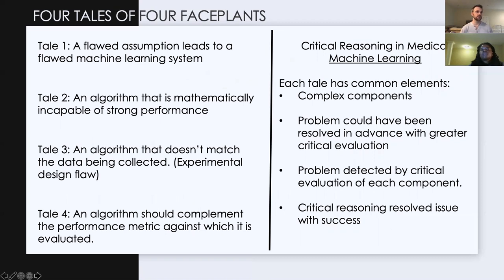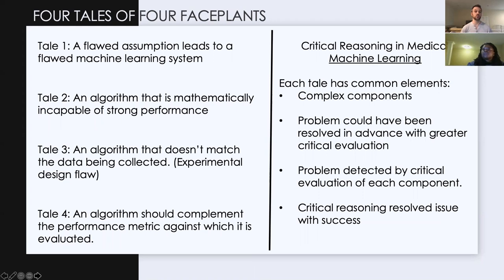So the question is, what does this actually have to do with the philosophy of data science? What does this have to do with critical reasoning? The idea behind each of these is that they are actually linked by critical reasoning, where they're linked by the following elements. First of all, each of these stories involved a machine learning system with multiple complex components. So these aren't the Sam Tarleys of the machine learning world where they only had one task. There's a lot going on here, and there are a lot of things that need to be tuned, accounted for, explained, and understood. And it was only one of those things that had to fall through in order for the whole system to suffer.